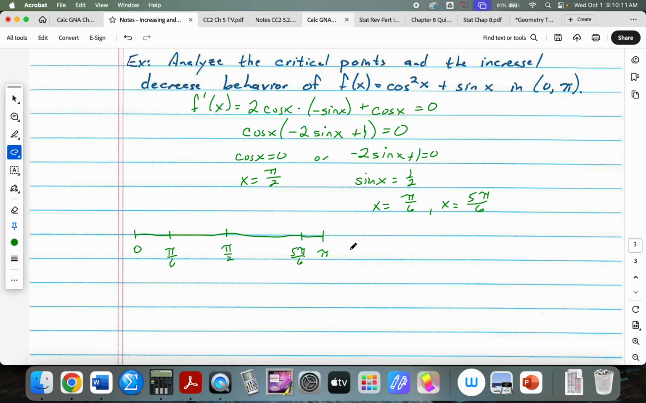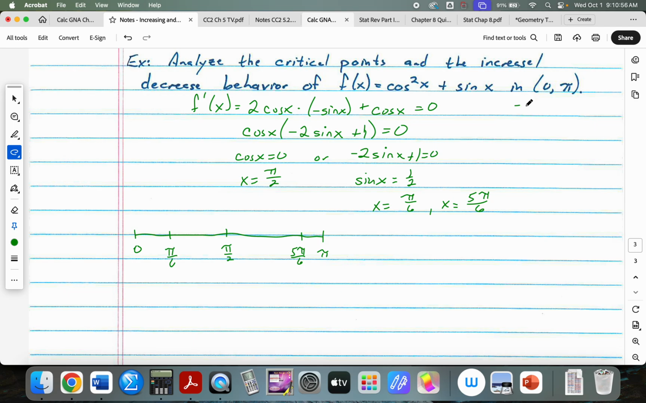On this one, it becomes a little more difficult to find test points. I'm not going to mess with this one from 0 to pi over 6 just yet, but between these two, I could use, for example, pi over 4. That's a fairly easy one. And again, substituting into the factored form is usually a little faster. So I'm going to have cosine of x, that's square root of 2 over 2, so that's positive. Again, I don't really care what its value is, I just care whether it's positive or negative. And then I'm going to have negative 2 times square root of 2 over 2, so that'll be negative square root of 2 plus 1.